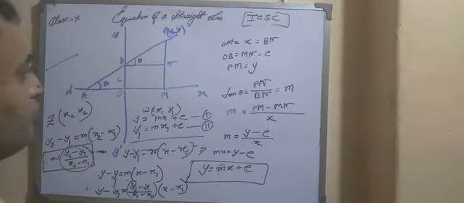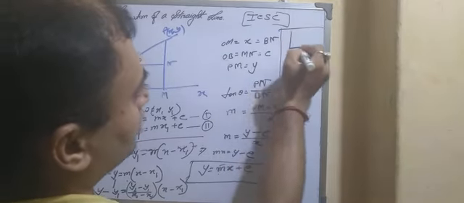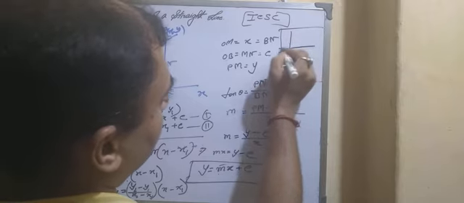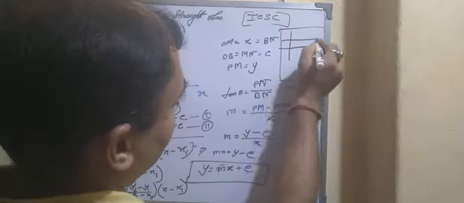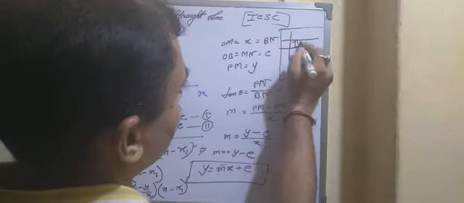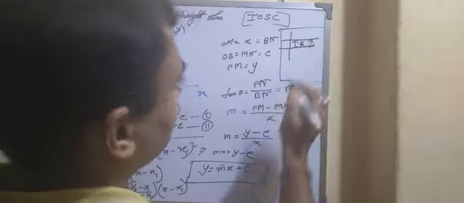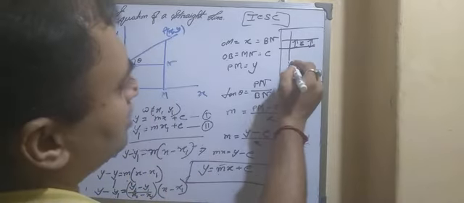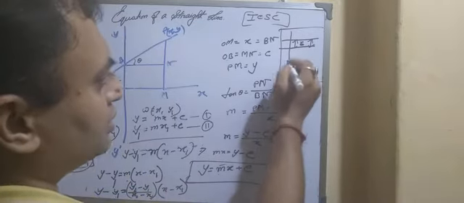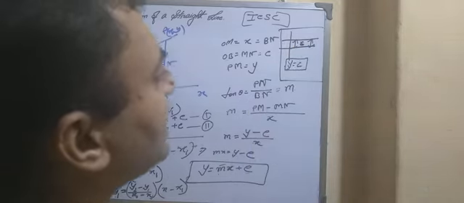Okay, what we'll do now, see here. If this is a line, it's horizontal. That means here, let y is equal to b, or we may write y is equal to c. So y is equal to c is the equation when the line is parallel to the x-axis.